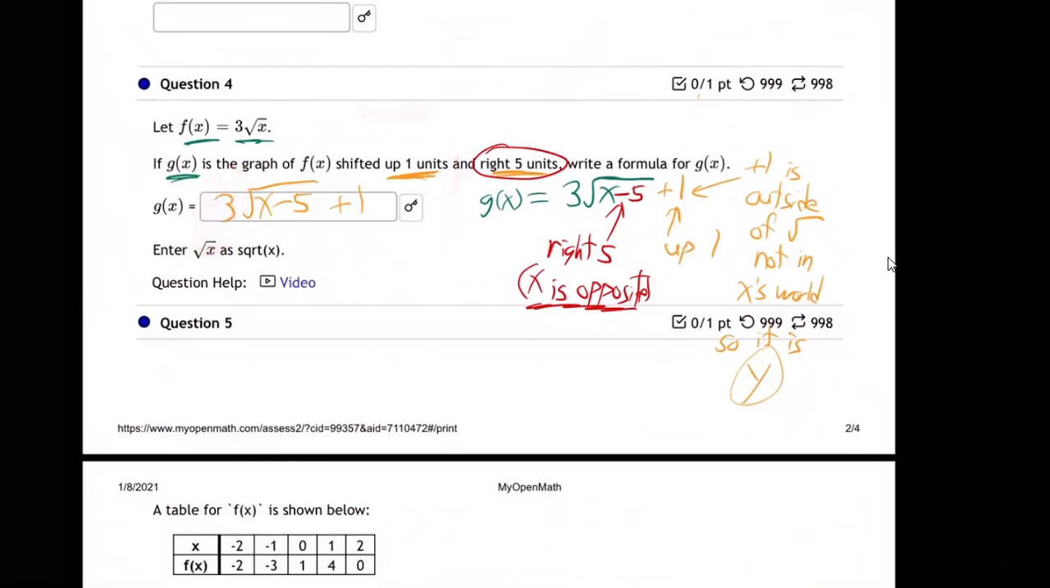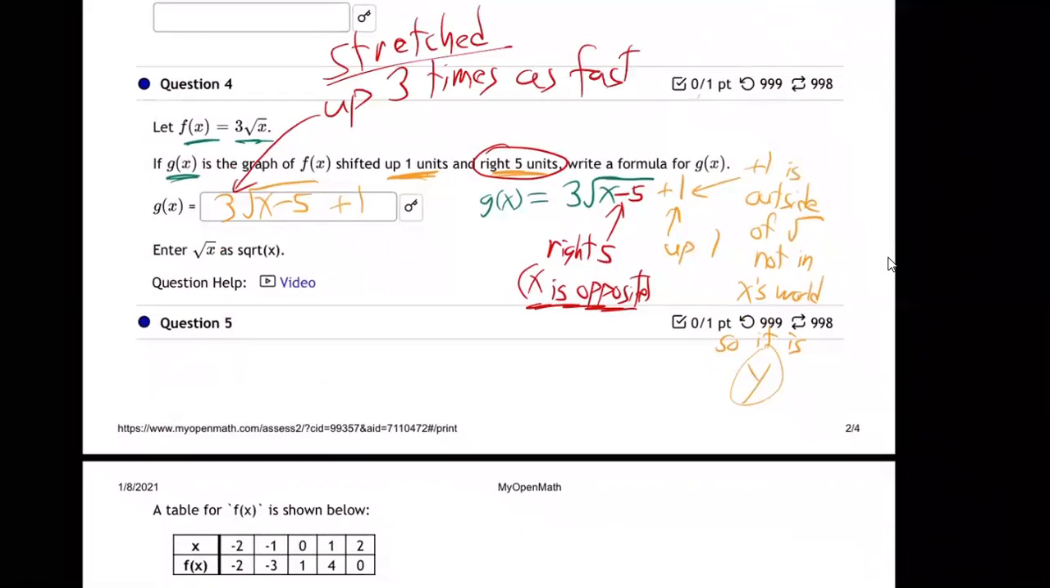So this graph will go up 3 times as fast. We'll get to that in a minute. Let me just mention it right now. Stretched up 3 times as fast. So it'll stretch it up. It's still right 5, up 1, but now it'll go up really fast. Numbers multiplied have a stretching effect, which we'll talk more about. There we go.